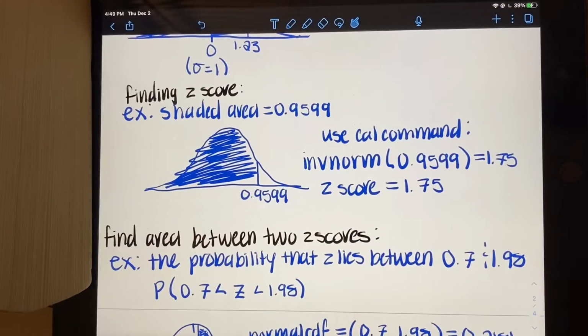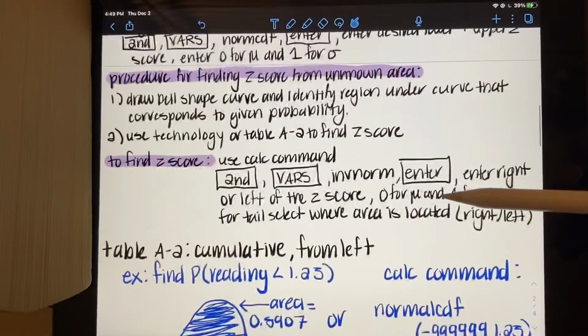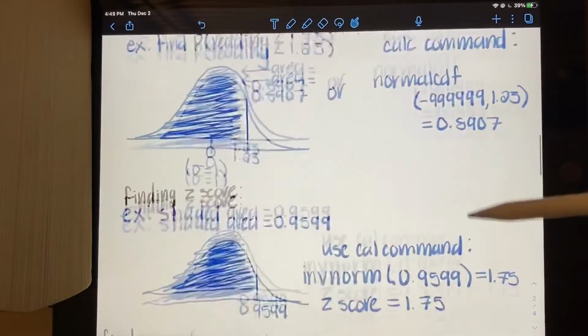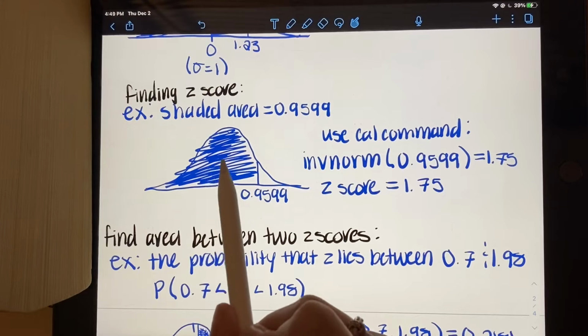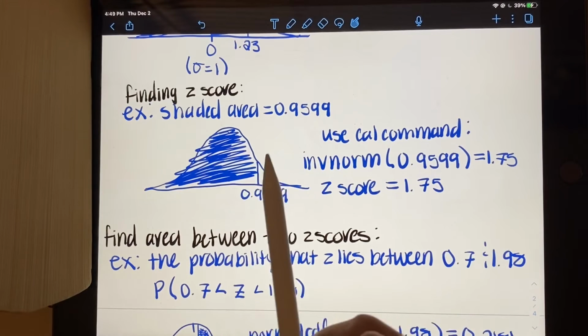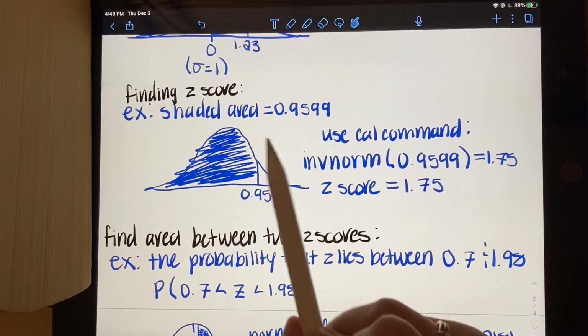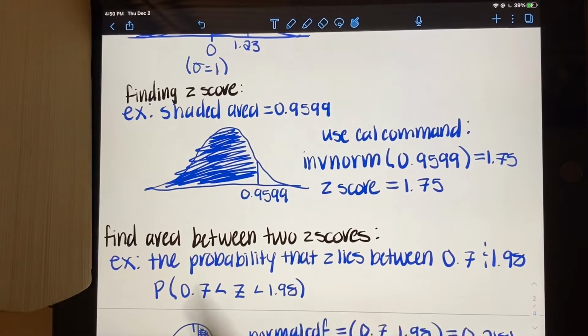If we wanted to find our z-score, so this is that third calculator command we have here, our example is we just find the shaded area, essentially. Or, sorry, find the non-shaded area. So our shaded area is 0.9599.